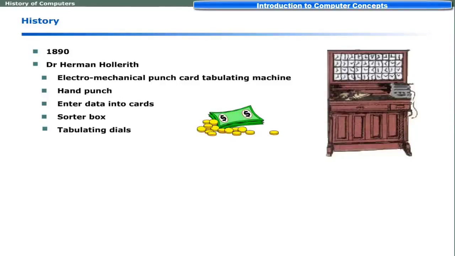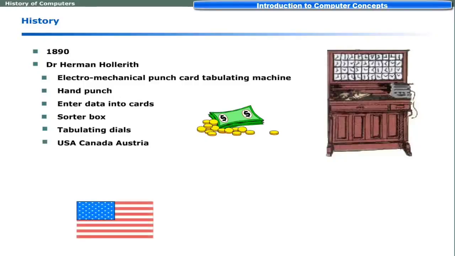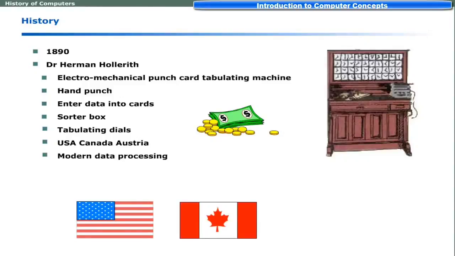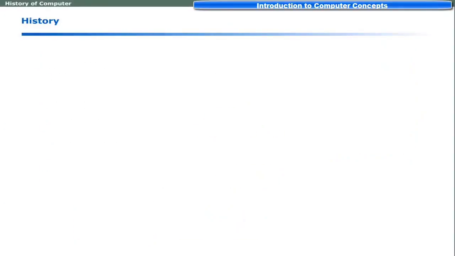Hollerith earned a handsome income by leasing his machinery to the governments of the USA, Canada, Austria, and others. His invention led to the concept of modern data processing. Hollerith is also the founder of Tabulating Machine Company that later on became IBM.